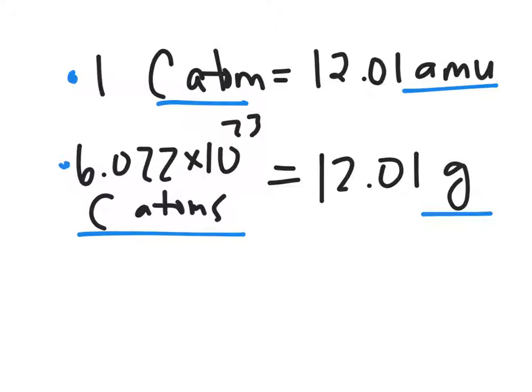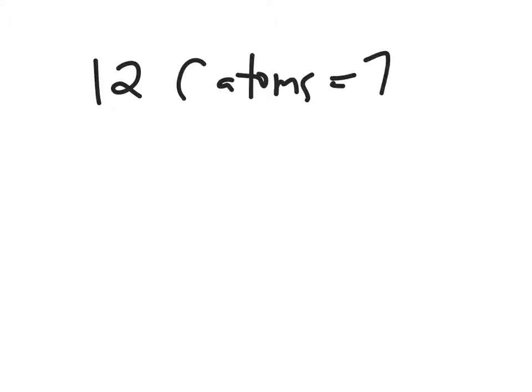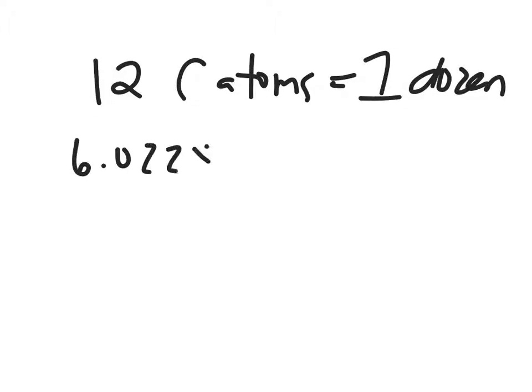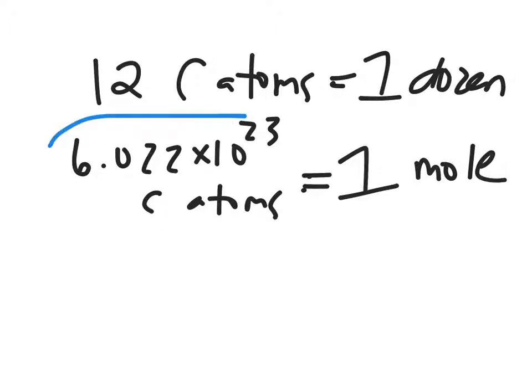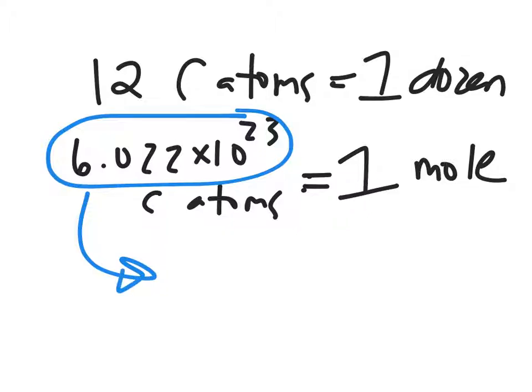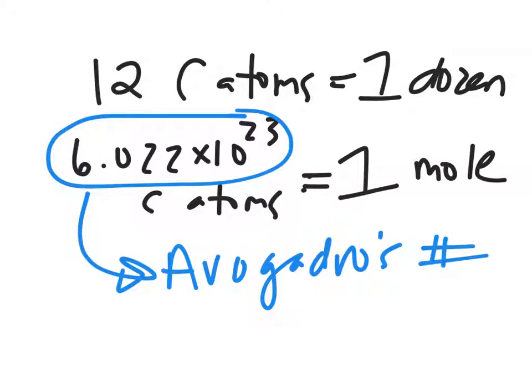Now it turns out, in the same way that if you have 12 carbon atoms we call that a dozen, when we have 6.022 times 10 to the 23rd carbon atoms, we call that 1 mole. Okay? So this number, 6.022 times 10 to the 23rd, is also a special number. That's Avogadro's number. That guy's so famous, he's got a number named after him.